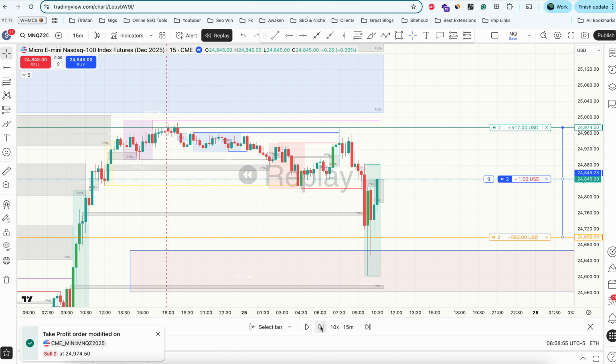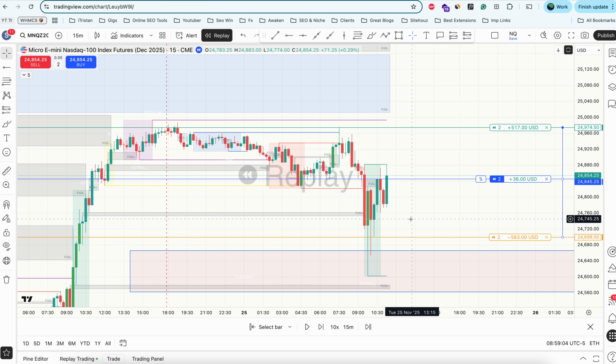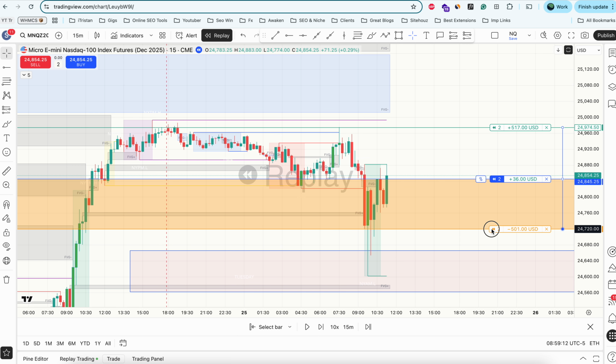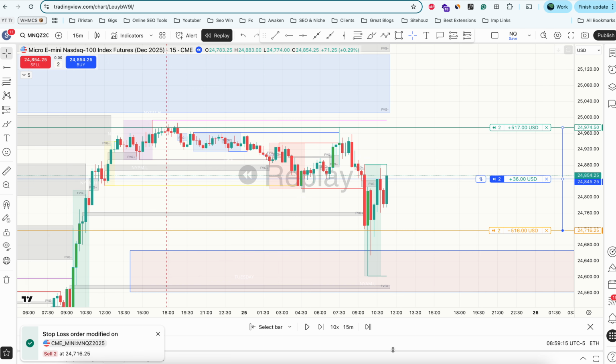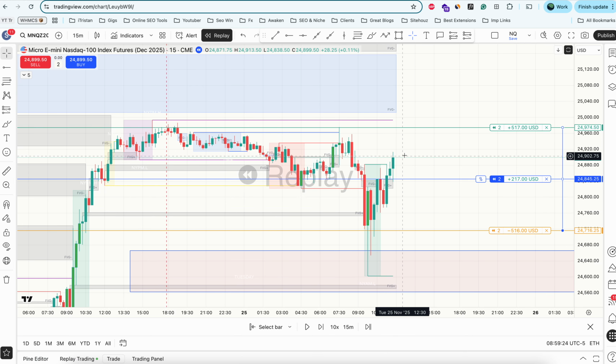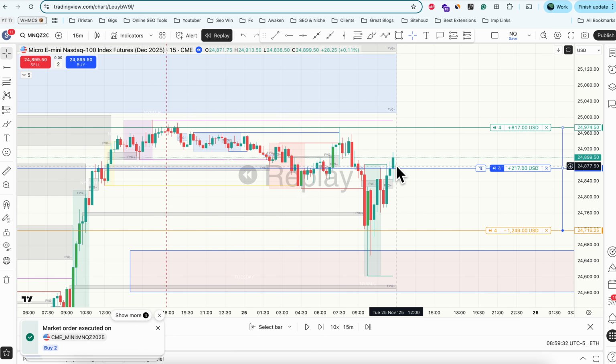So let's see how price reacts now. Okay, price is now pushing to the upside. Looks like it is working. So I'm going to push my stop loss a little bit to the upside, and it's almost 1:1. Again, let's see. Okay, great. Price has just come up, and we're already at $217 of profit. And I think I will add right here because it's making sense that this is going to go to the take profit level.